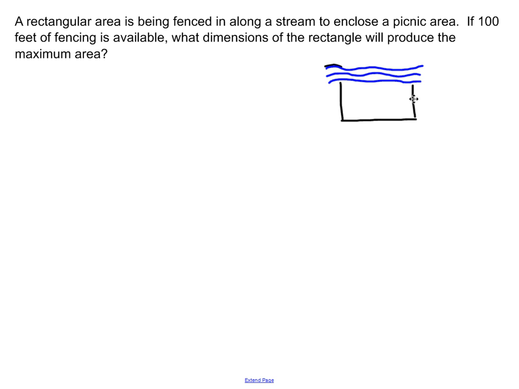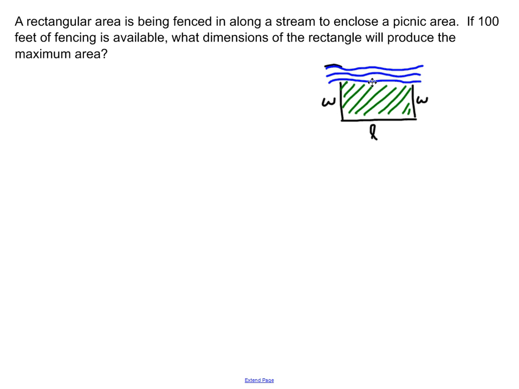Okay, so we're going to get this rectangular fenced-in area here. And we don't want to go outside of our fenced-in area, so this is where our picnic area is going to occur. And we want to ask, what should be the dimensions of this rectangle that will produce the maximum area? Will it be a square again? Well, let's find out. We're going to have one length of fencing along the long side parallel to the stream, and two lengths of fencing that come directly out from the stream.